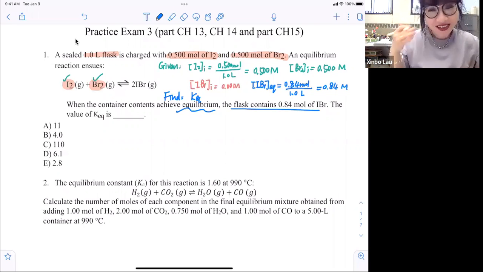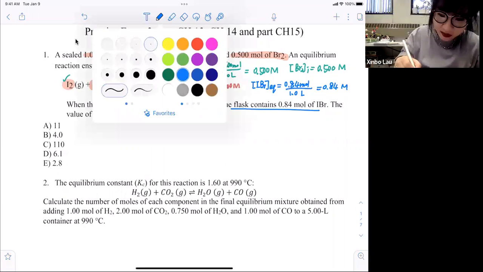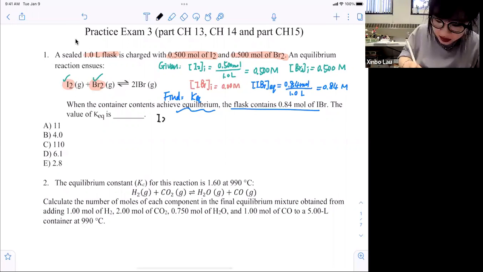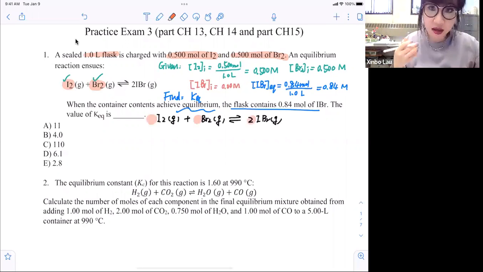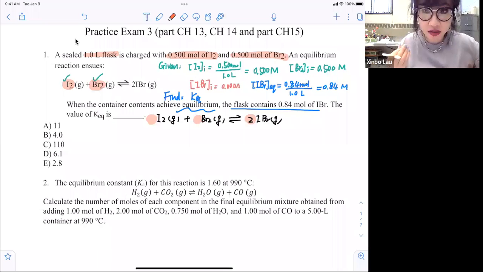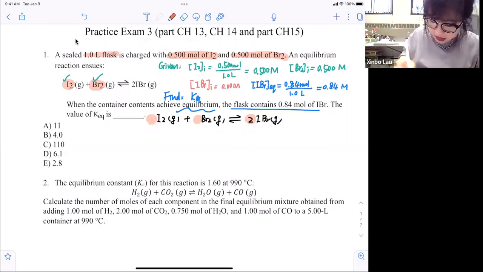So very clear, we have to set up an ICE table, and for me personally, I do like to bring my balanced equation. The importance of that is that I will not forget the stoichiometric coefficients. That's how the reaction proceeds, and the reaction reacts in that ratio. And then the change is how the reaction goes.